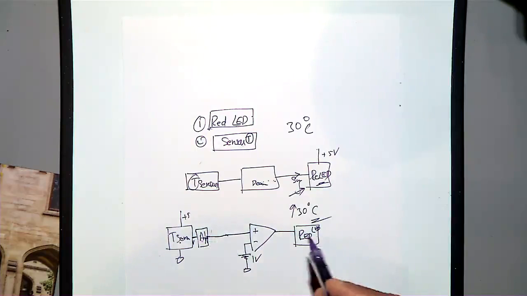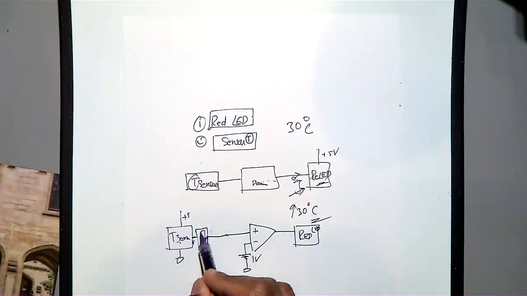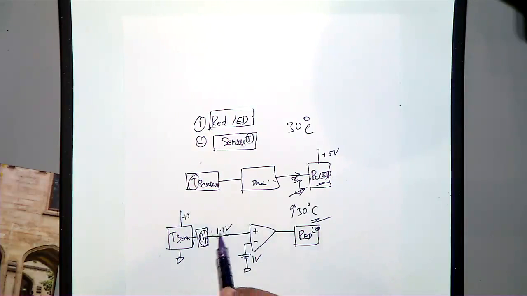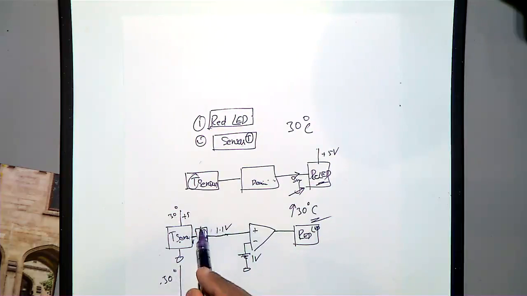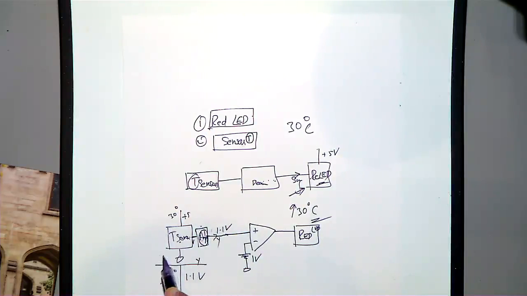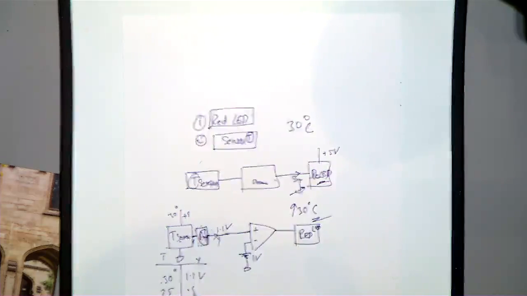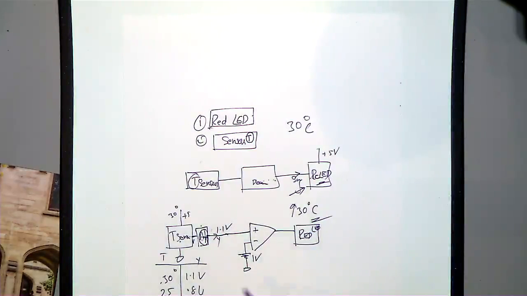Maybe when 30 degrees comes, you can adjust this amplifier. When 30 degrees is sensed, the output here should be maybe 1.1 volt. So you can tune this amplifier. At 30 degrees, you will change the gain here, and then say 1.1 volt, this output, that is Y. And then this is the temperature, like you will be making a graph, and you will find out the voltage for each temperature.